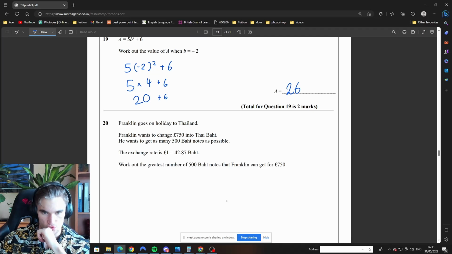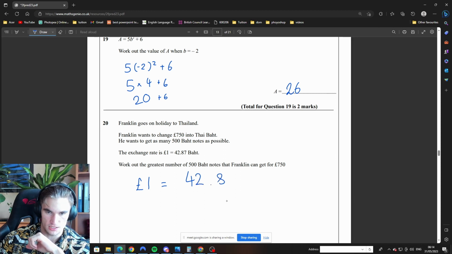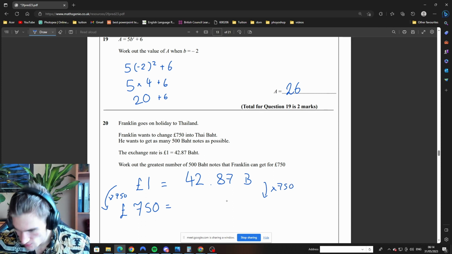He wants to change £750, right? So for starters, we should figure out how many baht he can get for 750. We know that for £1, he gets 42.87, right? Just gonna put B, baht. So how much would he get for £750? How do I calculate that? Yes, because to go from here to here, I times it by 750. So to go from here to here, I'm also going to have to times it by 750. Anything I do to one side, I'll have to do to the other. So yeah, we have to times these two together.